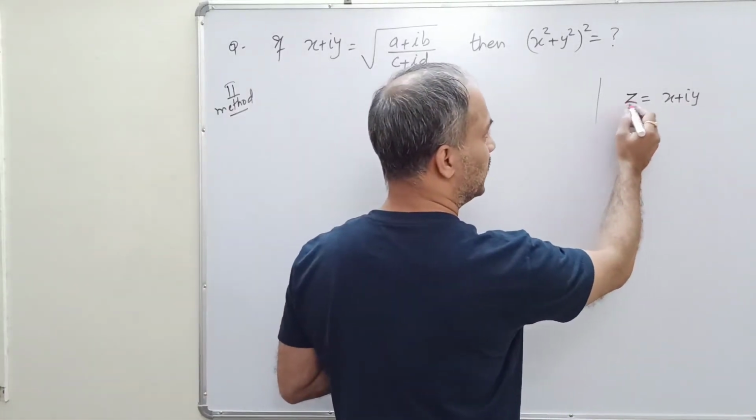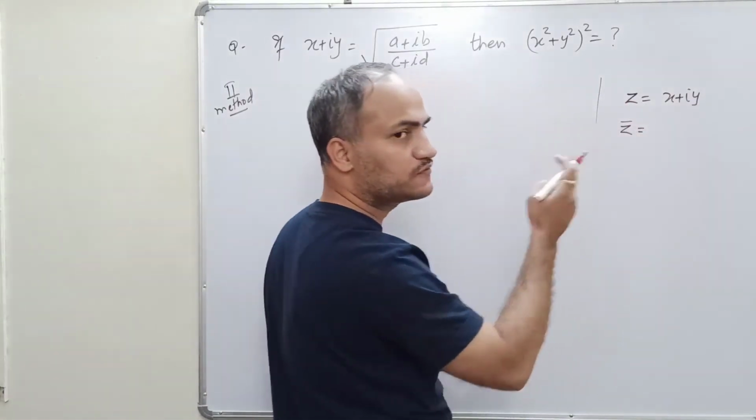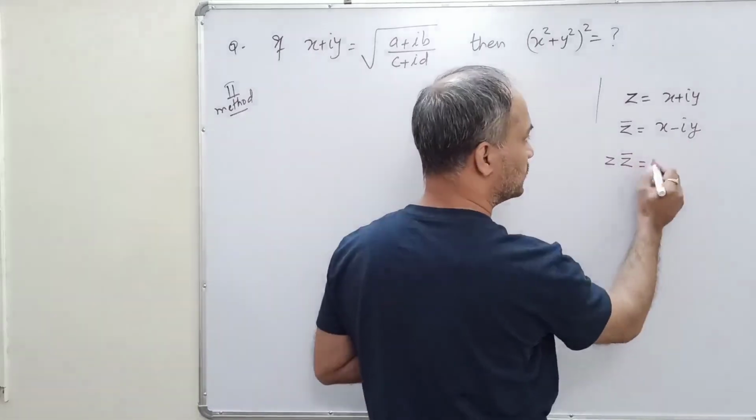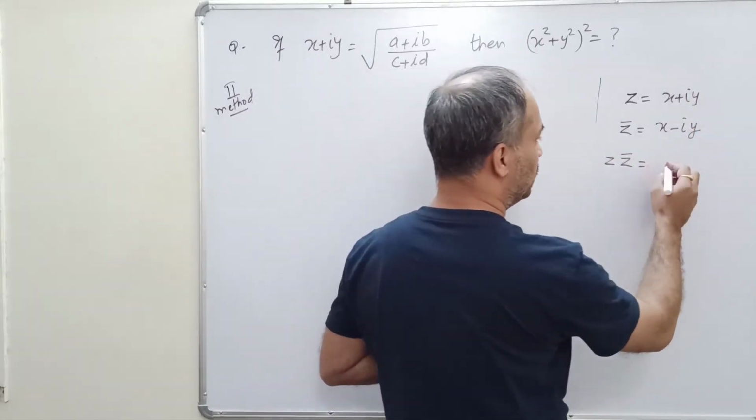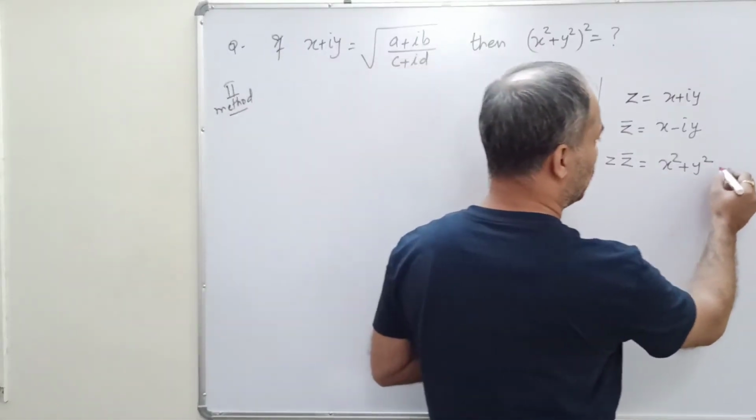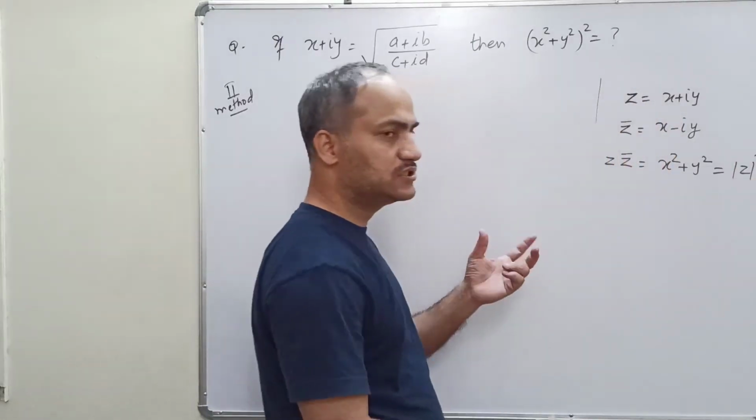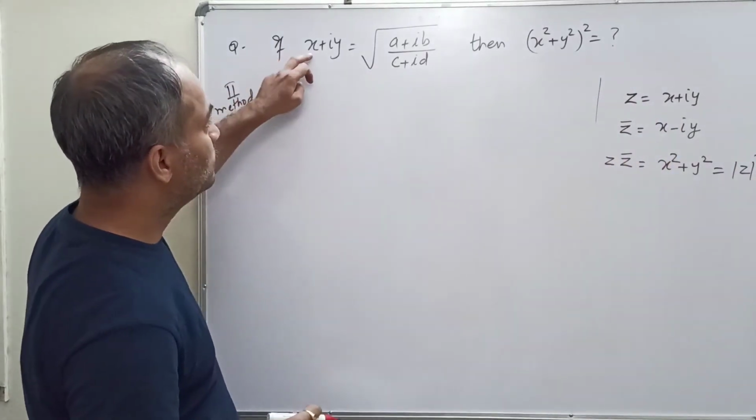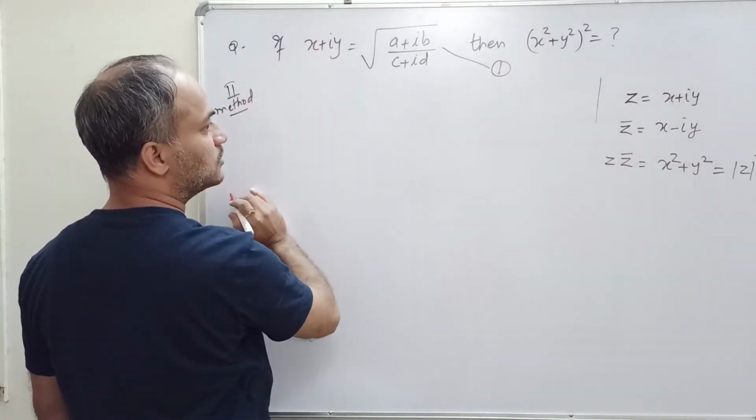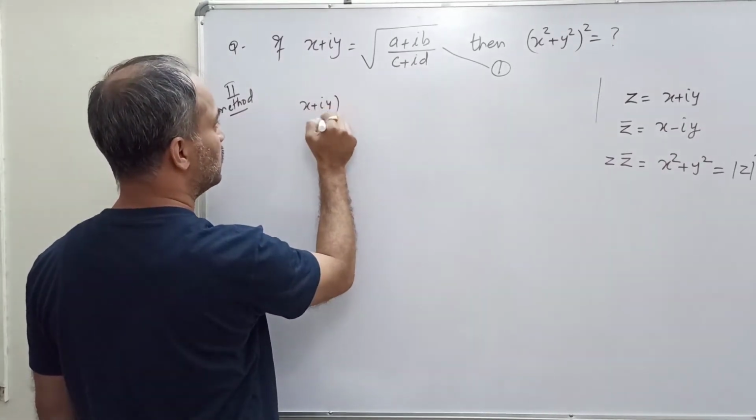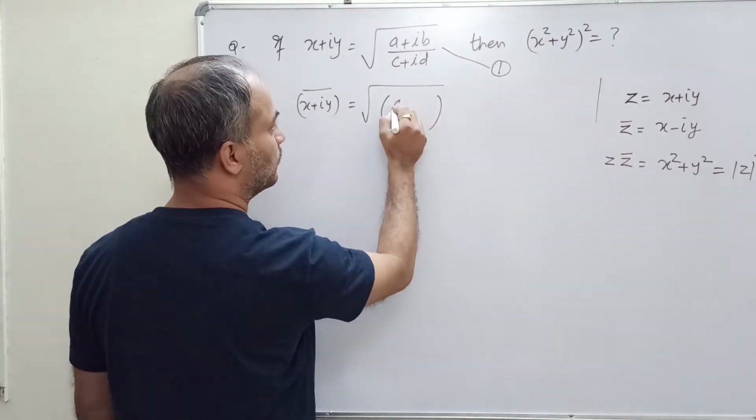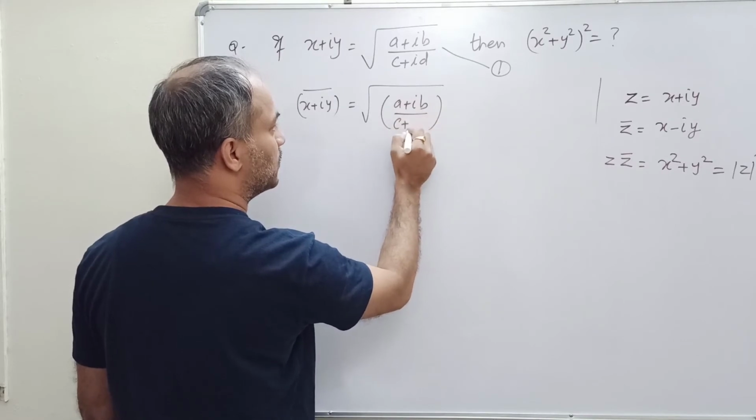The second method says if z is this one, then z bar, that is the conjugate of z, will be x minus iota y. And if we multiply these two, the product will give us x square plus y square. It is nothing but modulus of z whole square. This is the property. Now from this given equation, suppose this is equation number 1, if we take the conjugate of both sides, then the conjugate of x plus iota y will be the conjugate of a plus iota b upon c plus iota d.